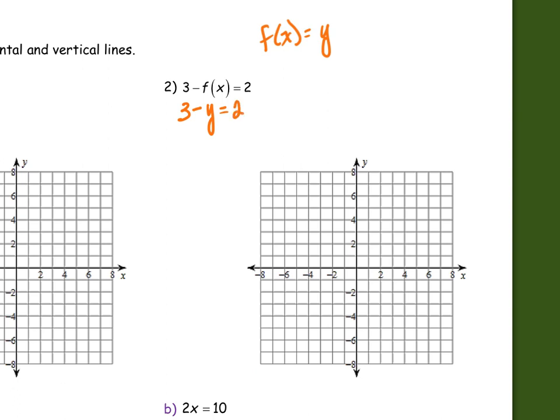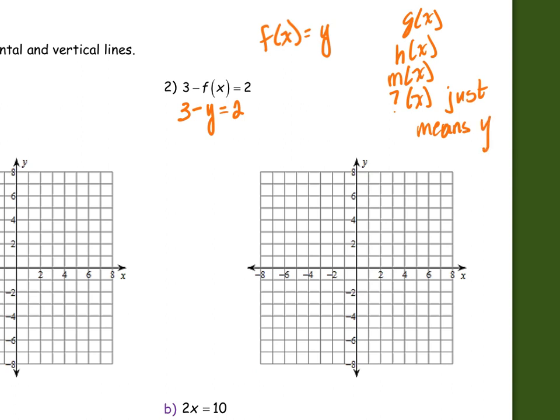So now I have either an x or y. If it's g of x, h of x, m of x, anything of x just means y. So anything like that just means y. That's my function y. That's my y value. So I just want to kind of explain that since I'm not there. I hope that helps. So anytime you see that, that just means that's my y value.